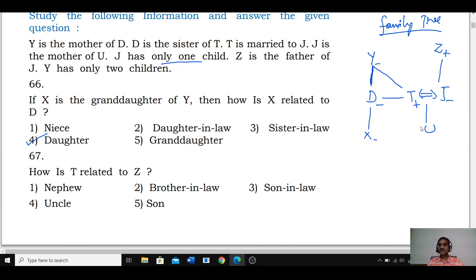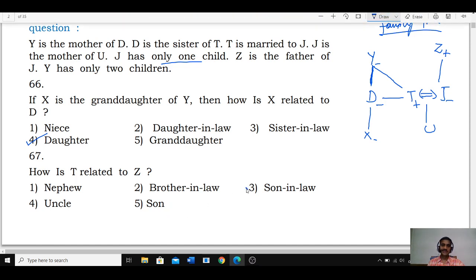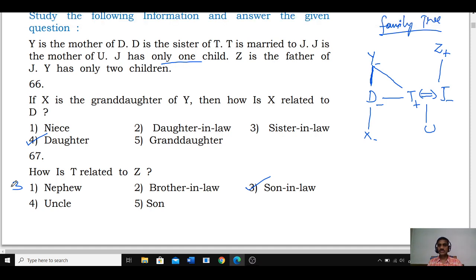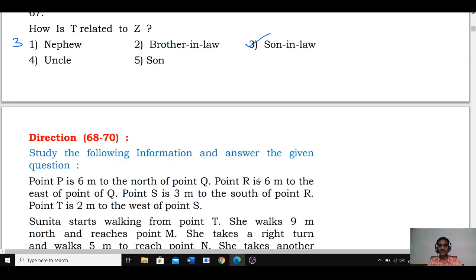How is T related to J? T is related to Z as Z's daughter's husband. Daughter's husband is son-in-law. Choice 3 for 67. Now this is about question number 66 and 67. These two are based on blood relations.